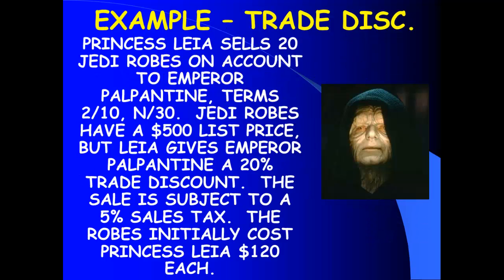Princess Leia sells 20 robes on account to Palpatine, 2/10 net 30. Robes have a $500 list price. Give them a 20% trade discount, 5% sales tax. The robes initially cost her $120 each. Lots of data in there. We need to use each piece of data whenever we need it. We don't necessarily need all of it to begin with here.